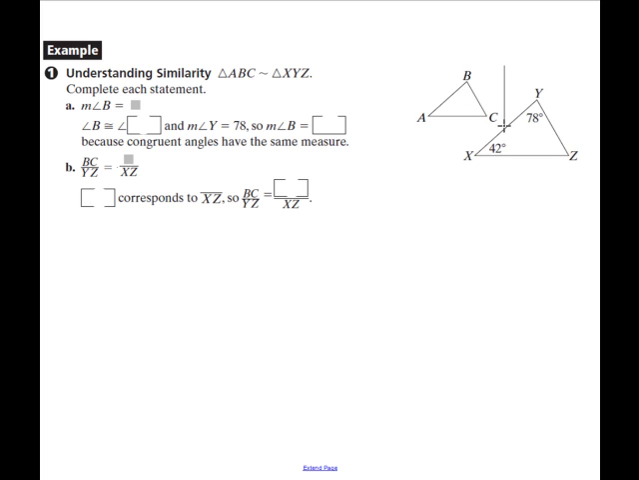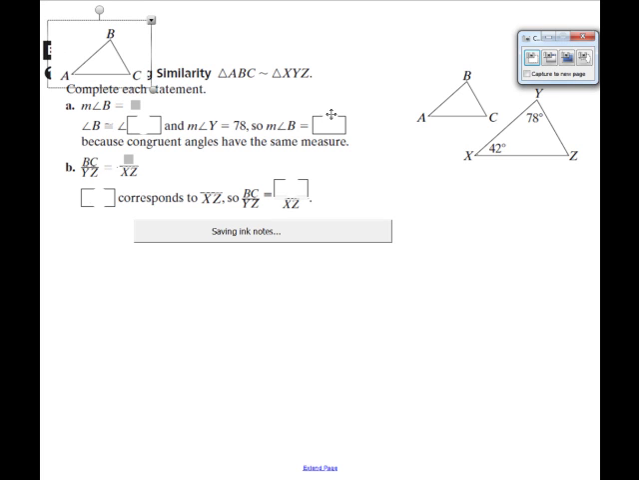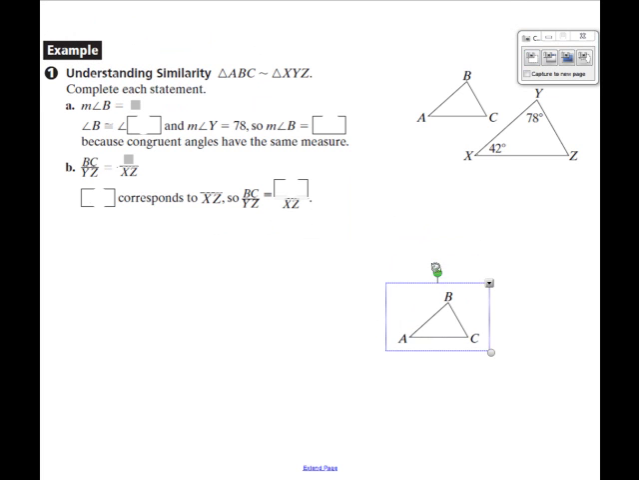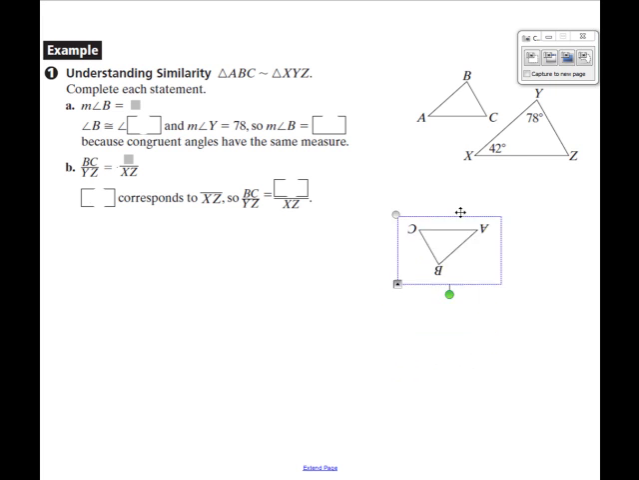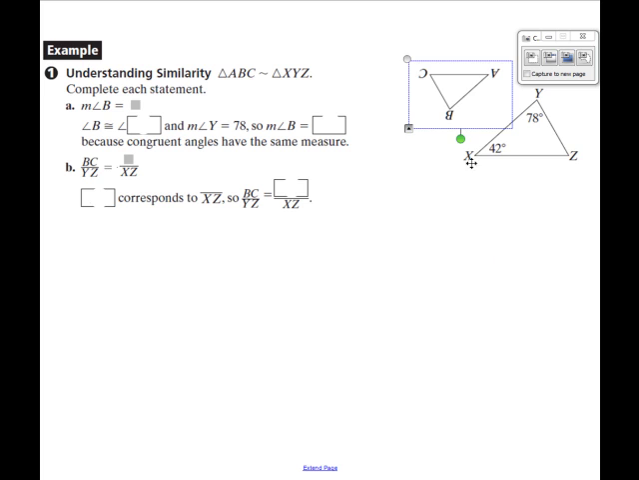They could have taken this image, ABC, and we could rotate it around. We could have it upside down, right? Throw that in there. And then notice now we don't have B corresponding to X and A corresponding to Z and C corresponding to Y. They're in a different order.